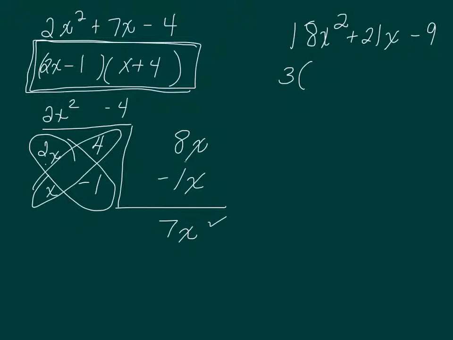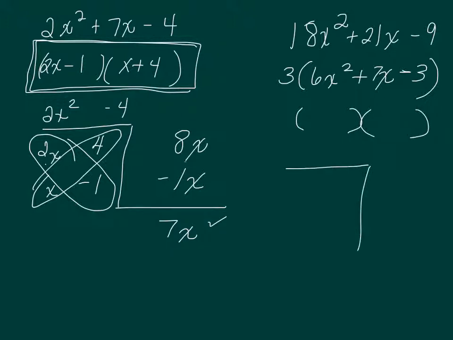18 divided by 3 is 6x squared. 21 divided by 3 is 7x. Minus 9 divided by 3 is 3. So 6x squared plus 7x minus 3. I don't have 4 terms. I have a number in front of x squared, so I think it's time for step 4. So I'm going to use the z-box to help me. So I'm going to put a 6x squared there and a negative 3. I'm going to put 7x on the bottom.